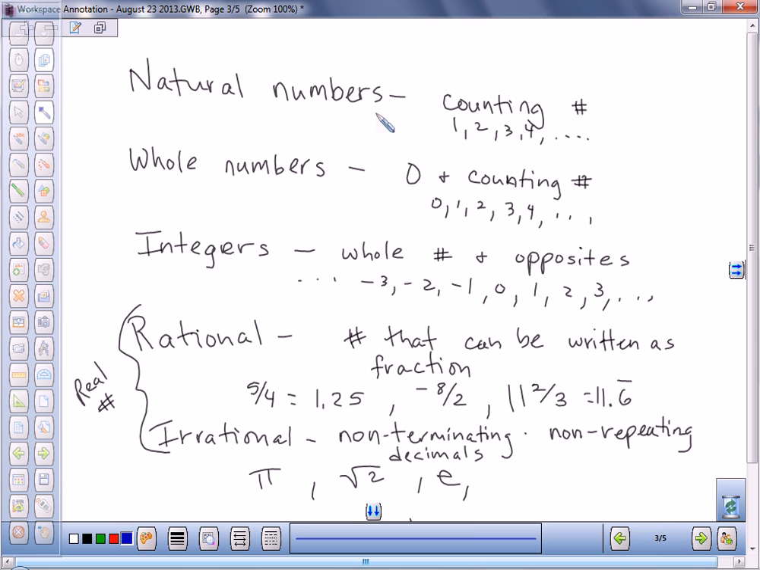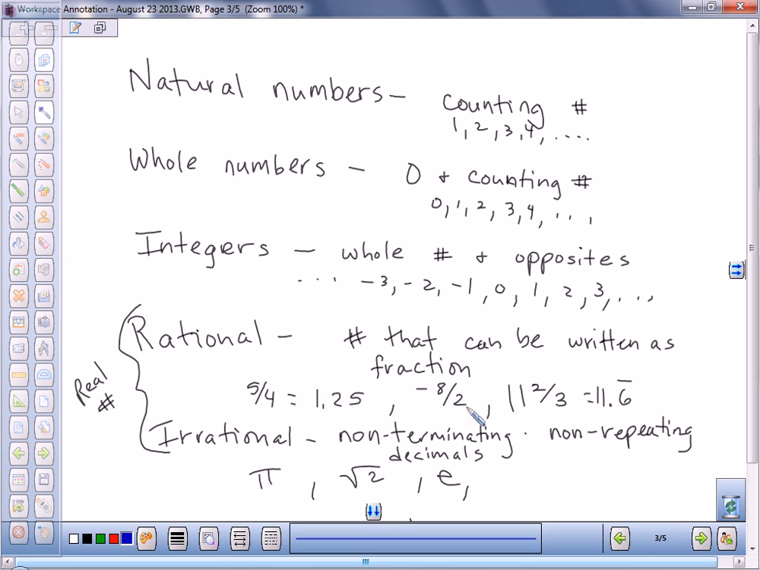Do we all know that natural numbers are just our counting numbers, like 1, 2, 3, 4, and so on? Okay, do we all know that whole numbers take our counting numbers and put 0 at the front of them? And that integers are just the whole numbers and their opposites. And rational numbers are the numbers that can be written as a fraction, like 1.25 could be written as 5/4. Negative 4 is negative 8/2. So anything we can write as a fraction.